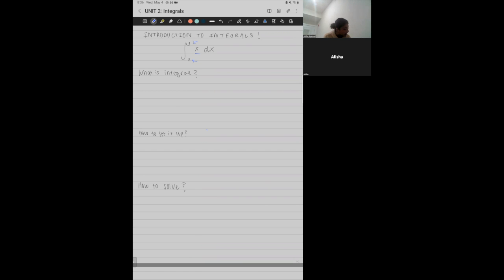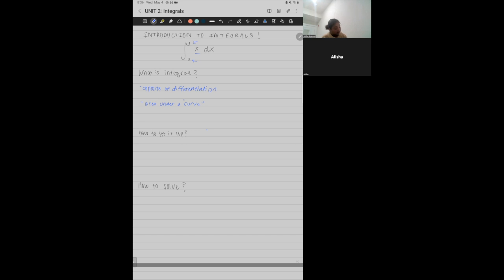So an integral is the opposite of what we learned last week, in that it is essentially the opposite of differentiation. Instead of finding the slope of a function, as we did last week, it's essentially finding the area under a curve. So what does this mean?